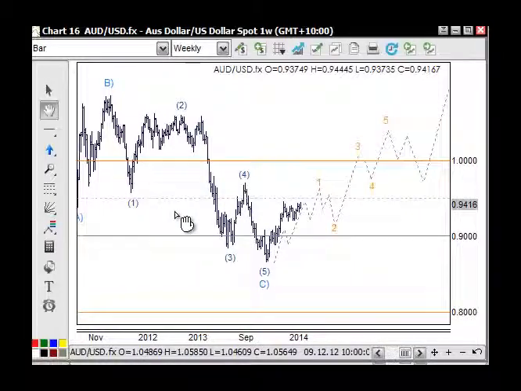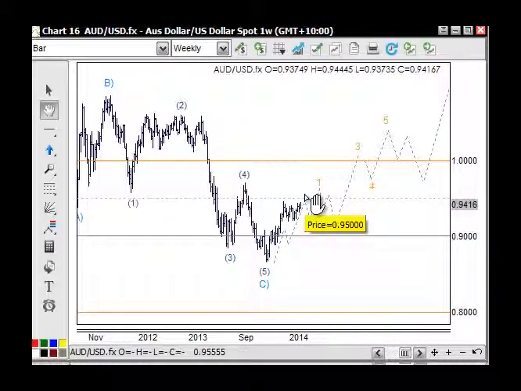We're not out of the woods yet, but we have moved forward in the sense that from this low here to this current high here, we are looking at a 5 wave structure up through here. Okay, so that's good news.